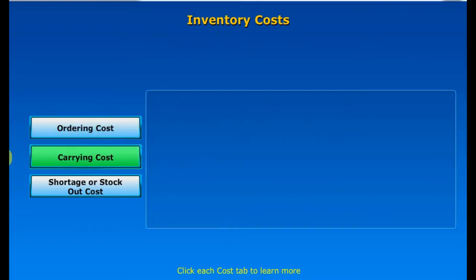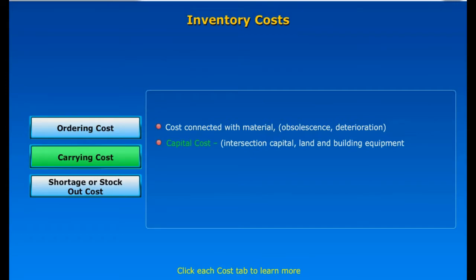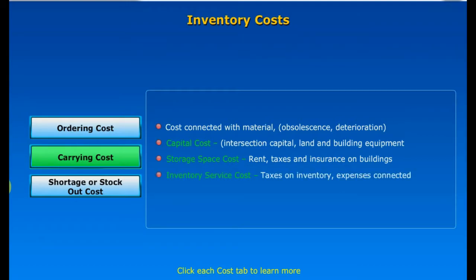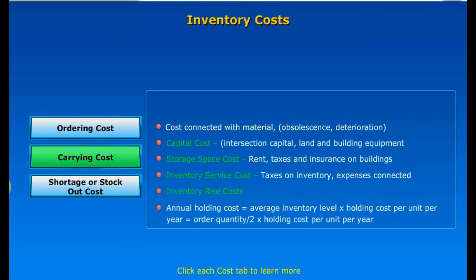Carrying cost. Cost connected with material, obsolescence, deterioration. Capital cost, interest on capital, land and building, equipment. Storage space cost, rent, taxes and insurance on buildings. Inventory service cost, taxes on inventory, expenses connected. Annual holding cost is equal to average inventory level times holding cost per unit per year, which is equal to order quantity divided by 2 times holding cost per unit per year.